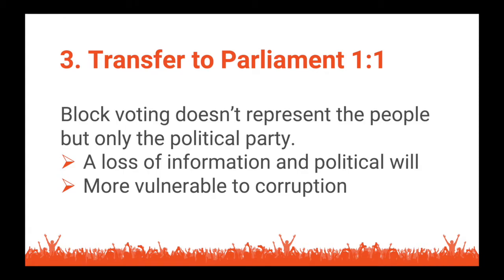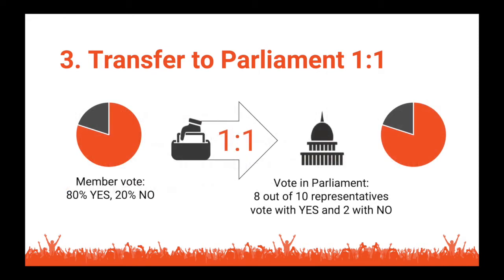In my opinion, a party voting as a bloc misses the point of democracy itself. Democracy has to represent the people and not their political parties. Artificially aggregating the will of its members at the intermediate step of a party to a 100% yes-no vote results in a loss of information and a distortion of the political will of the people and makes the party more vulnerable to corruption. The proxy party should aim to represent the will of its members as well as it can. If 80% of its members vote yes and 20% vote no, 8 of 10 representatives should vote yes in parliament and 2 vote no.